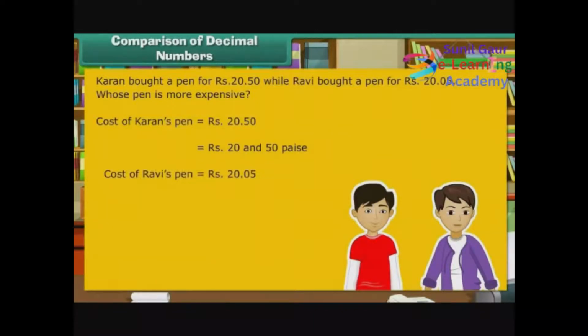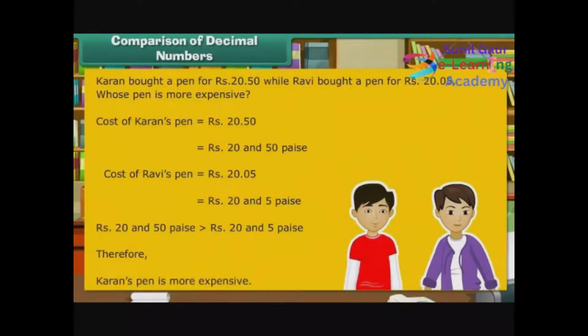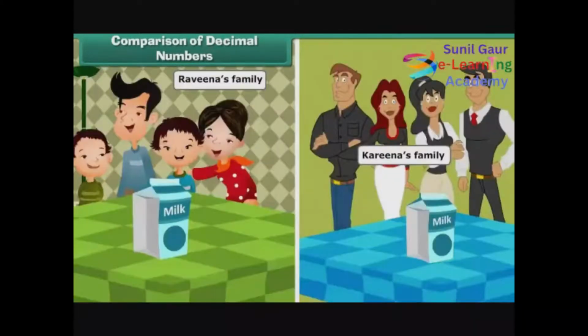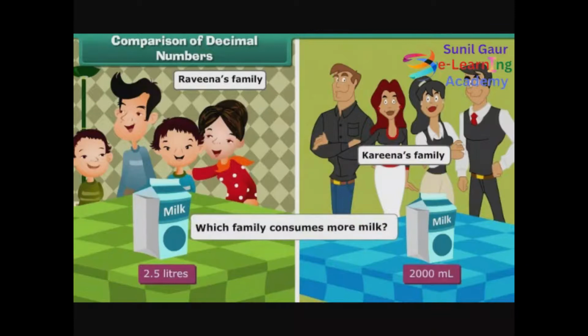Cost of Ravi's pen is equal to rupees 20.05. That is equal to rupees 20 and 5 paise. Rupees 20 and 50 paise is greater than rupees 20 and 5 paise. Therefore, Karan's pen is more expensive. Let us look at one more problem. Ravina's family consumes 2.5 liters of milk every day. Her friend Karina's family consumes 2000 milliliter of milk every day. Which family consumes more milk?